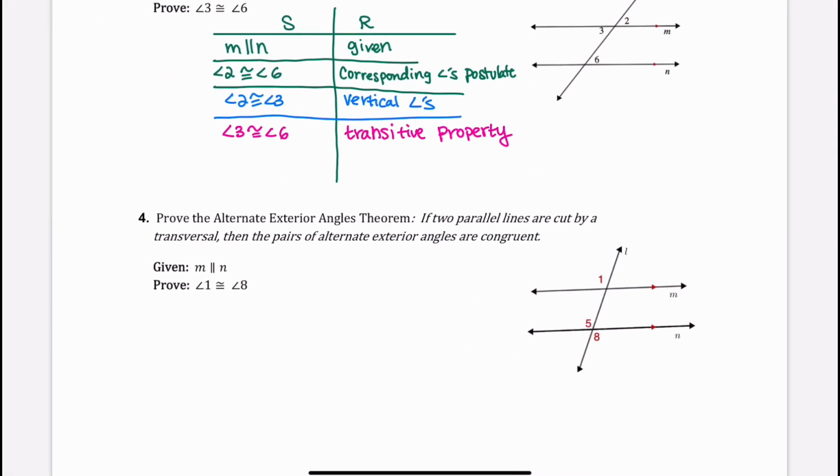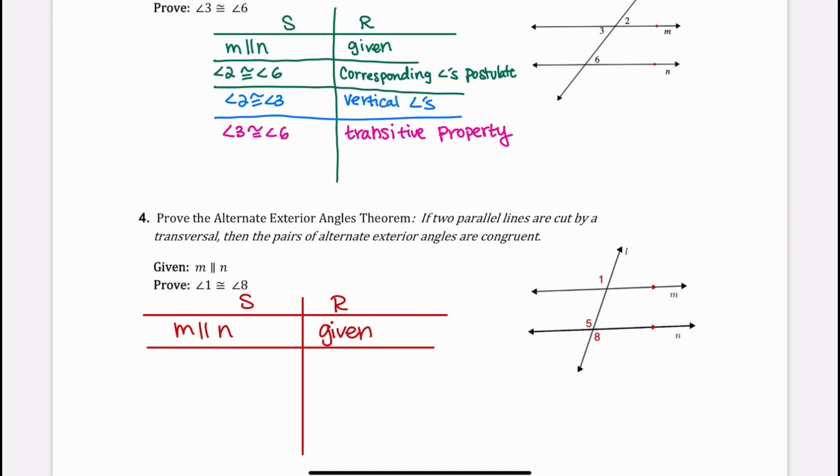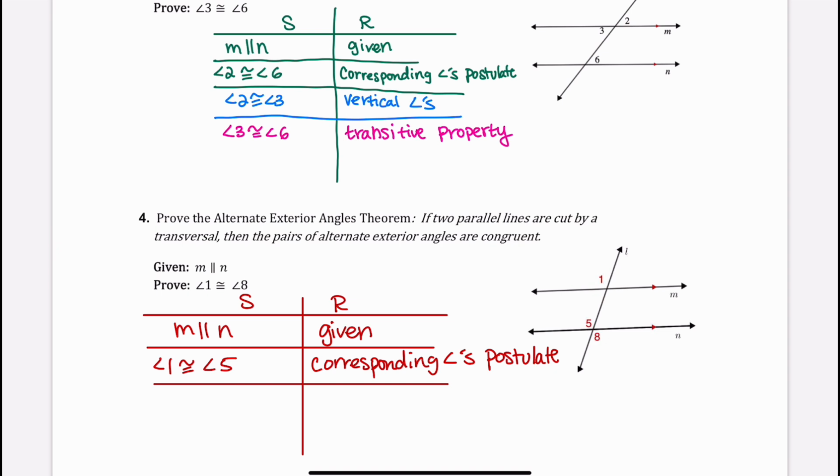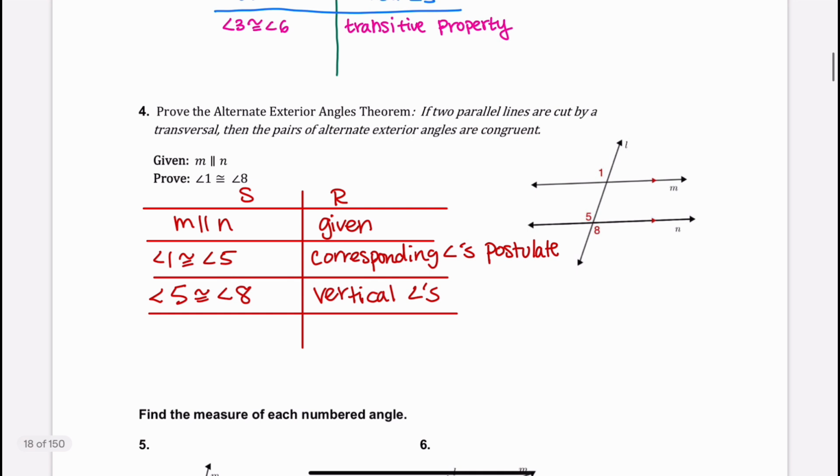Now, this next proof is very similar. We are given that M is parallel to N. And since M is parallel to N, angle 1 is congruent to angle 5 by the corresponding angles postulate. We know that angle 5 is congruent to angle 8 because they are vertical angles. And since 1 is congruent to 5 and 5 is congruent to 8, angle 1 has to be congruent to angle 8 by the transitive property.